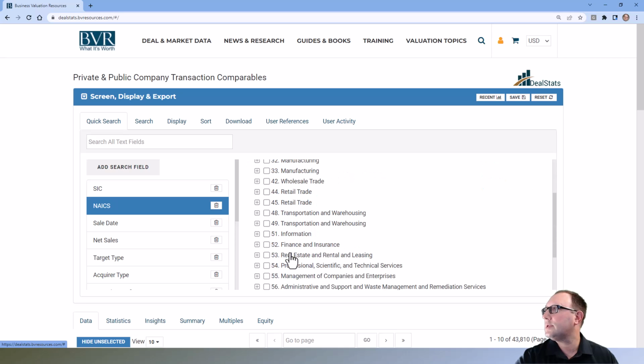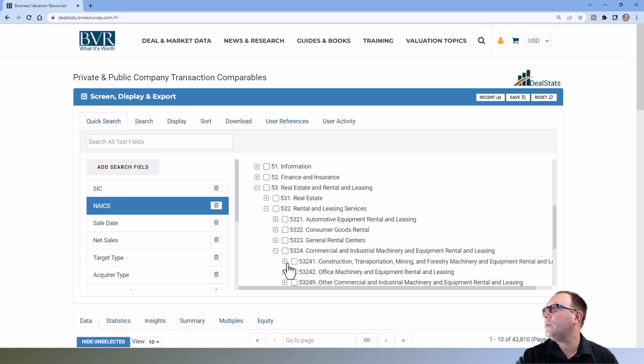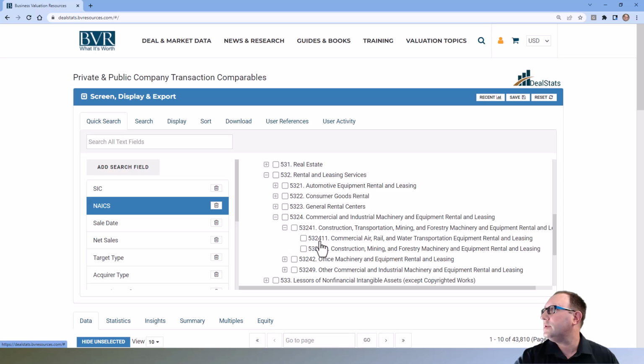Let's see, scroll down here. Click on 532, that one. Let's open this up, 53241. So I've got options. I can stop here and get all of these, so that's 47 transactions, you can see down here. Or, if I uncheck that, I can look at just construction. I think that's the one I want.